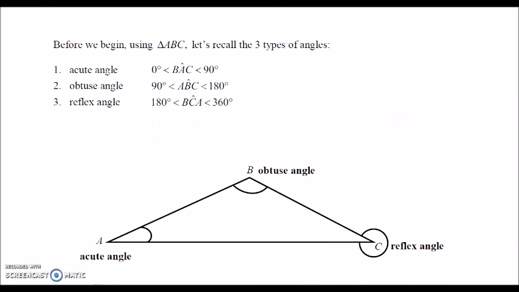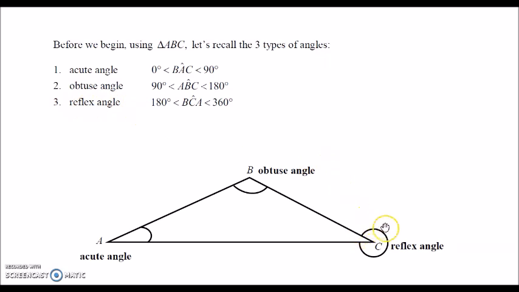Probably we can make use of this triangle ABC that I have right here. Okay, so for an acute angle, basically it's an angle that is greater than 0 but less than 90 degrees. So this angle BAC right here is an acute angle. The second type of angle that we have learned is an obtuse angle. So this angle ABC is an obtuse angle, and an obtuse angle is greater than 90 degrees but smaller than 180 degrees.